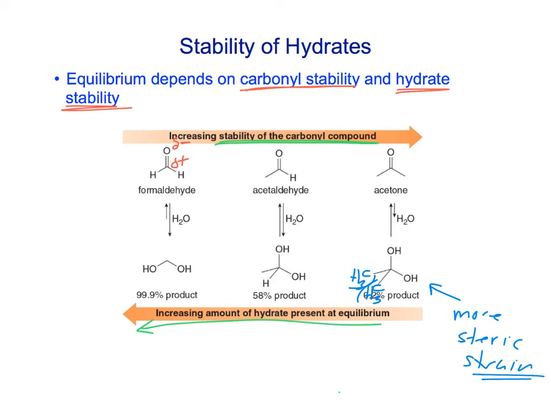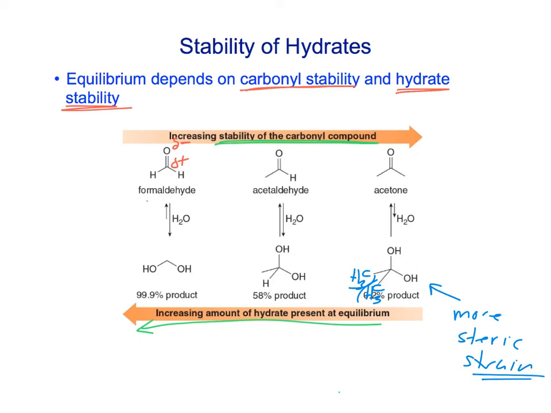For the carbonyl groups, it gets more stable as we go to the acetone side. Right? And hydrates, more stable to the left. For the carbonyls, more stable to the right. All right, so these are both kind of working together. And so here are the ratios here, right?